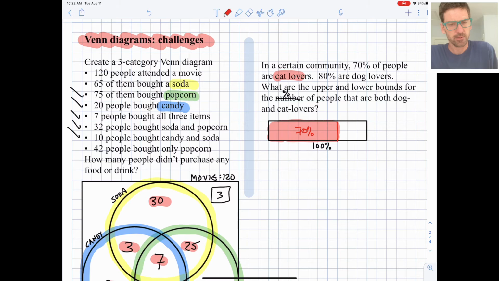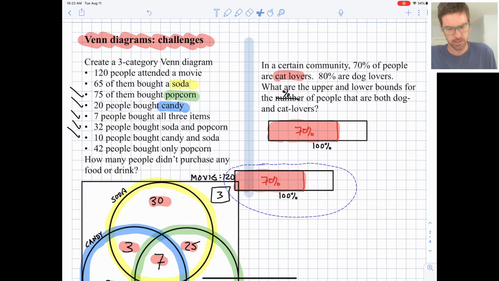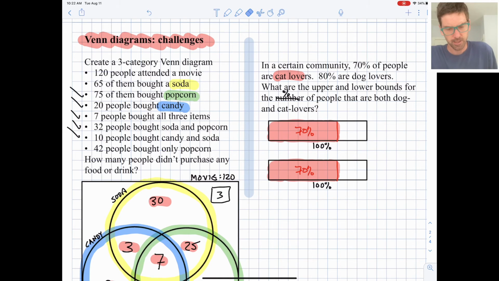And I am going to copy this square and get it down here and edit it a little bit. Let's see if we can get a dog lover zone of 80%. Let's have dogs be blue. Okay, and I'm going to say this is 80% right here. So let's make sure that all makes sense to you, okay? And that ends right there.